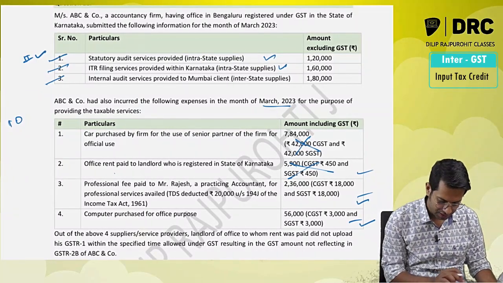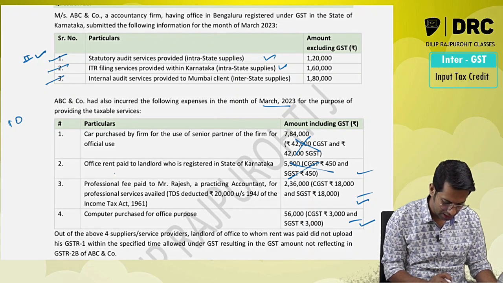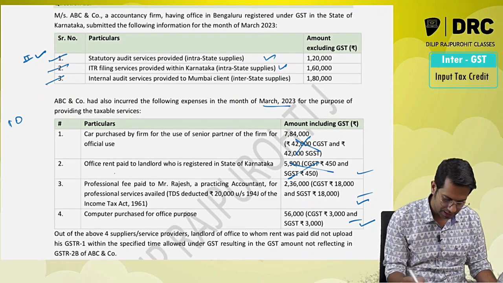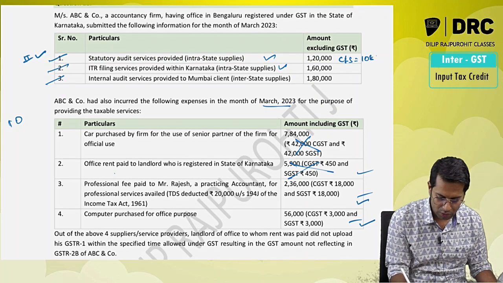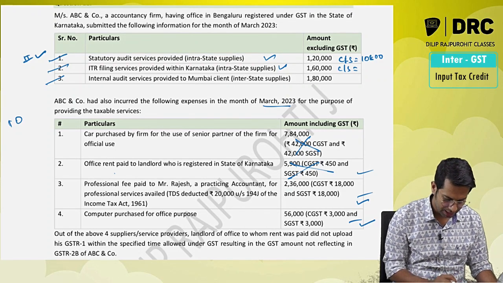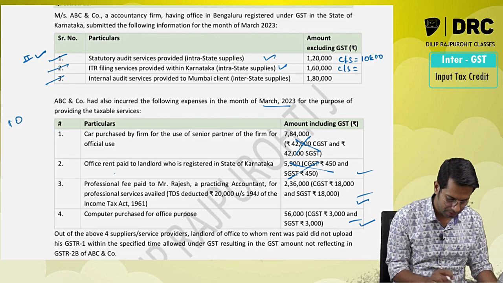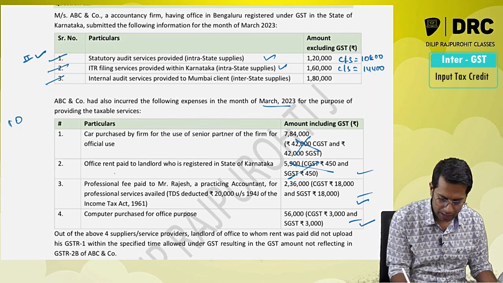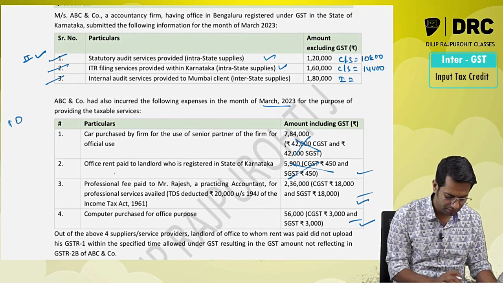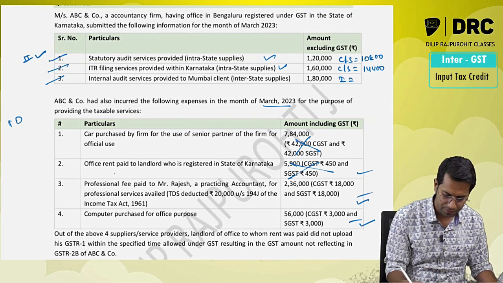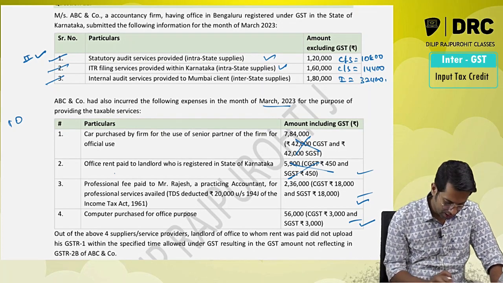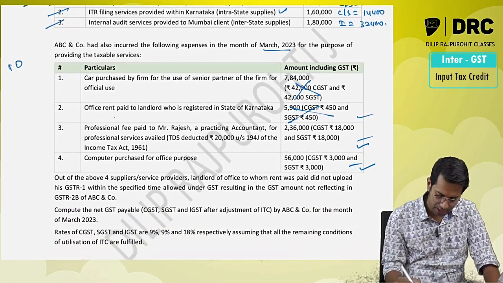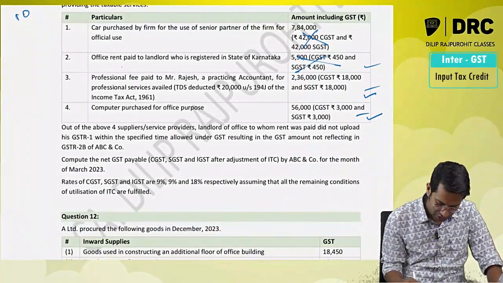Tax on outward supply: first is intrastate supply, 1,20,000 into 9%. CGST and SGST both will be 10,800, 10,800. Second case, CGST and SGST, 1,60,000 into 9%, 14,400. And last case it will be IGST, 1,80,000 into 18%, 32,400. So here you can take ITC only of these 2 invoices.